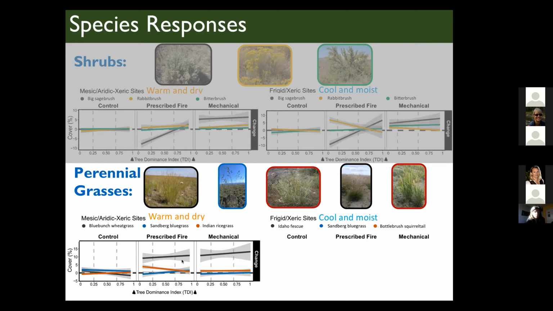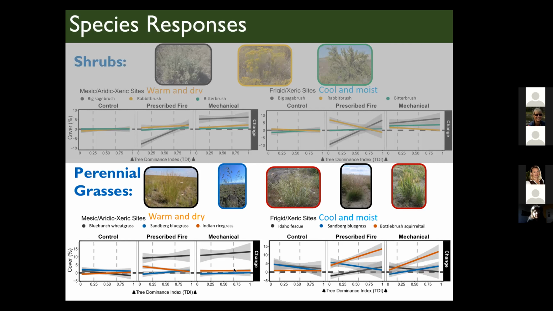So we can see that bluebunch really responded to both treatments at the warm and dry sites, which is good news if that's a management objective. And then for Sandberg's bluegrass, we didn't see much of a response. And I was kind of surprised with the prescribed fire that we didn't see a bigger increase with Sandberg bluegrass. And then Indian ricegrass had a stronger response in the prescribed fire treatment than it did in the mechanical treatment.